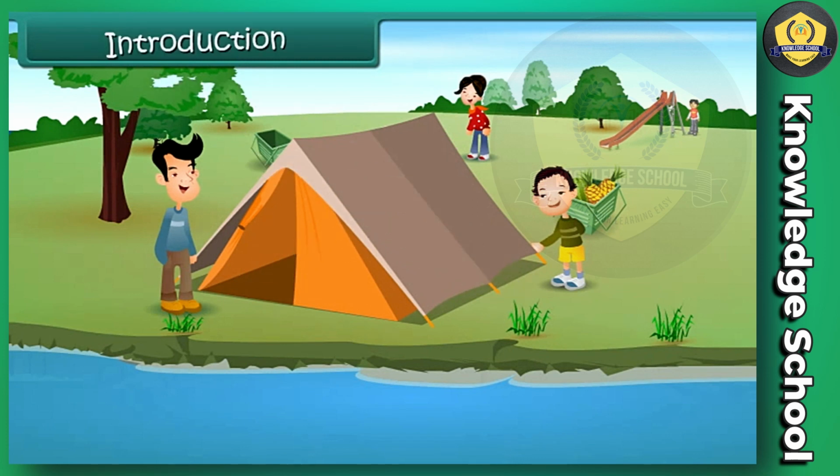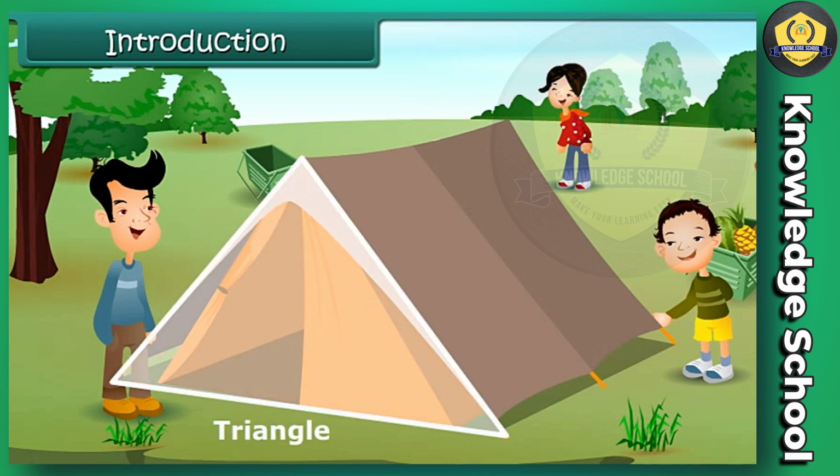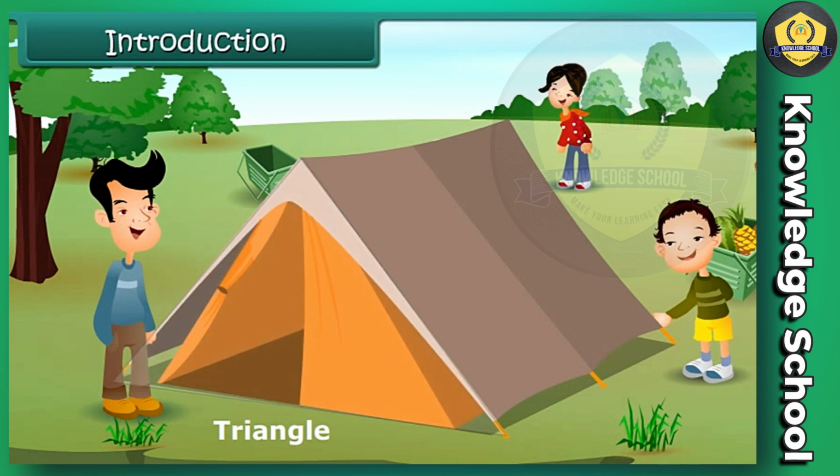Introduction. Vasu has gone camping with his family. He's helping his father pitch tents in an open area near the river. While doing so, he realizes that the tent looks like a triangle. In this lesson, you will learn about plain and solid shapes.